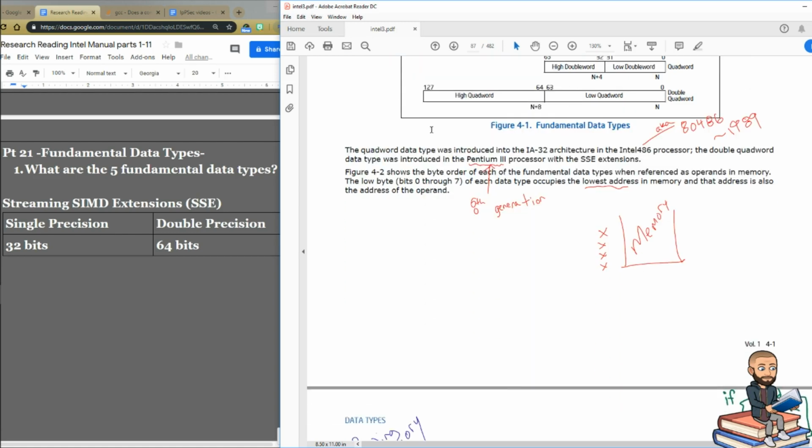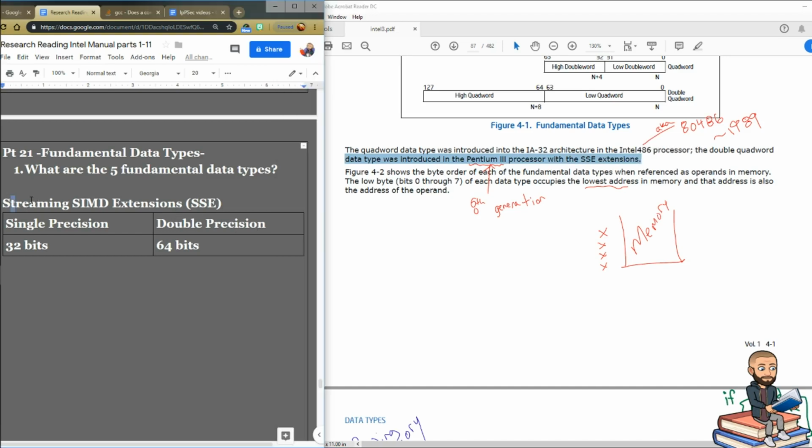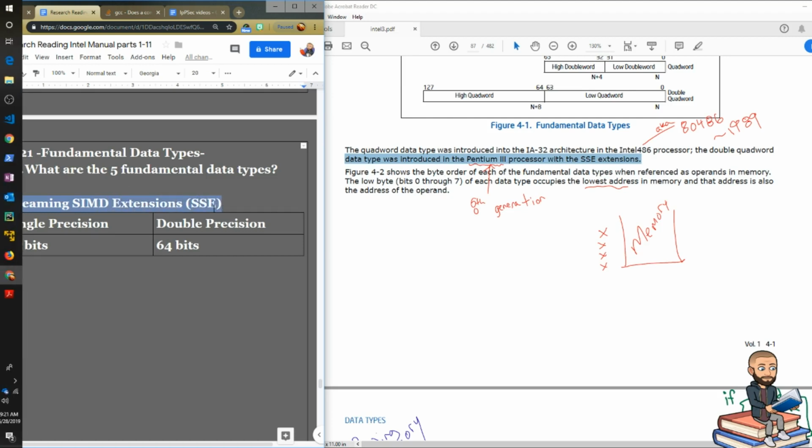So let's get down here though and read that the quad word data type was introduced into the IA32 architecture in the Intel 486 processor. So I put AKA the 80486. This is in 1989. And then the double quad word data type was introduced in the Pentium 3. So that's the 6th generation of the x86 architecture here. So it's introduced in the Pentium 3 processor with the SSE extensions, and what that stands for is Streaming SIMD Extensions. You can do more research on that, or maybe I can make a video on that later.